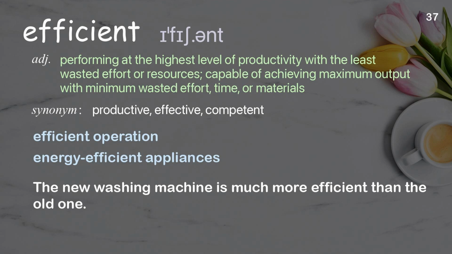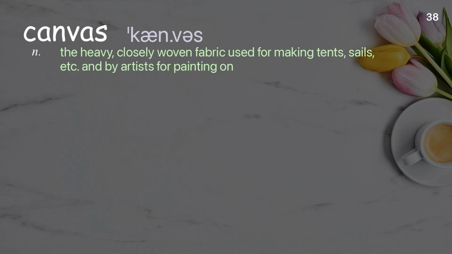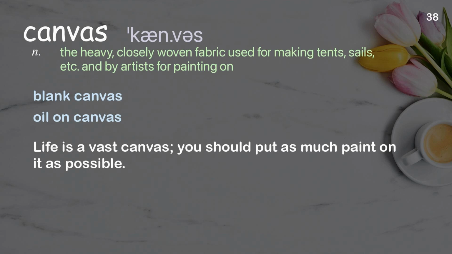Canvas. Heavy, closely woven fabric used for making tents, sails, etc., and by artists for painting on. Examples: Blank canvas. Oil on canvas. Life is a vast canvas, and you should put as much paint on it as you can.